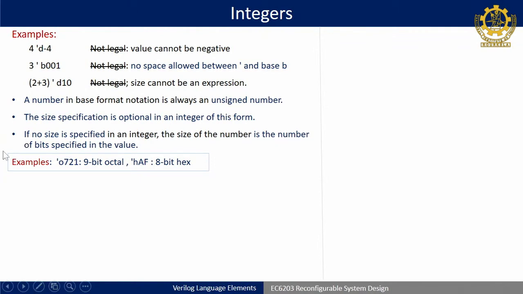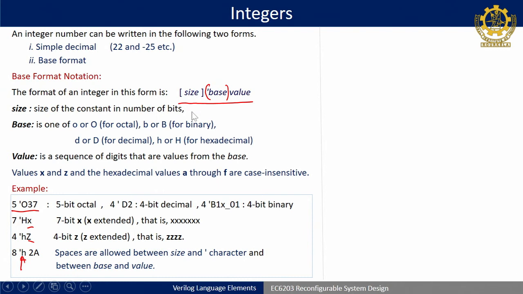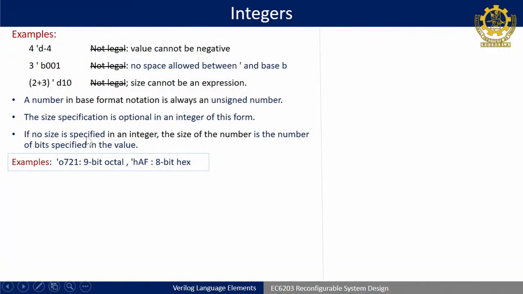Lastly, sometimes the size specification is also optional. I told you that in language terminology, many times you will see that a square bracket indicates optional. In many language terminologies, either C or any other, and in Linux terminology also, if something is written in square brackets, it is treated as optional. That means either you may have a size or you may not, depending upon your requirement. So here it also allows that the size of the number is optional. In that case, the size of the number is the number of bits specified in the value.